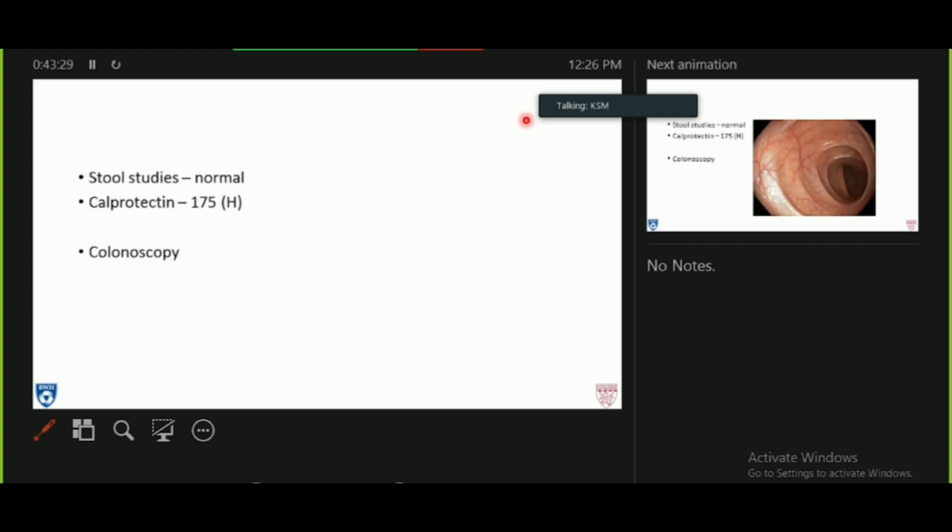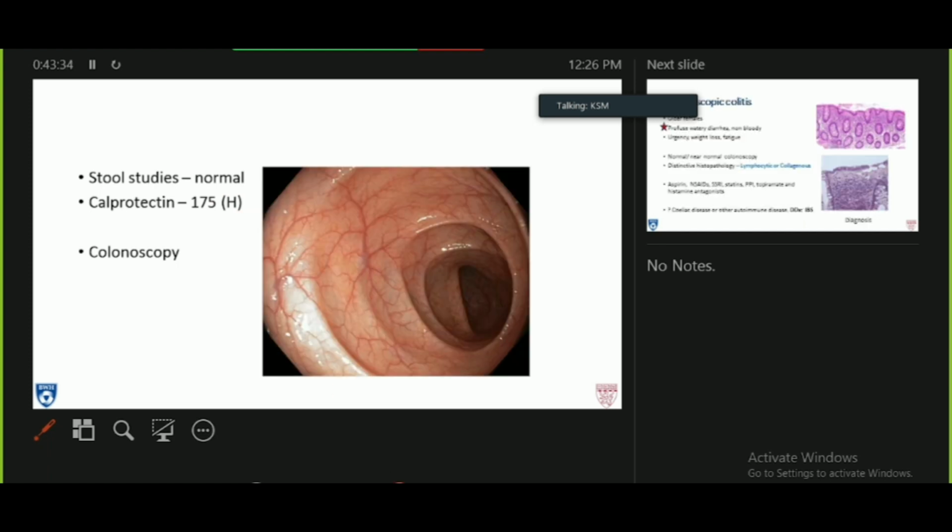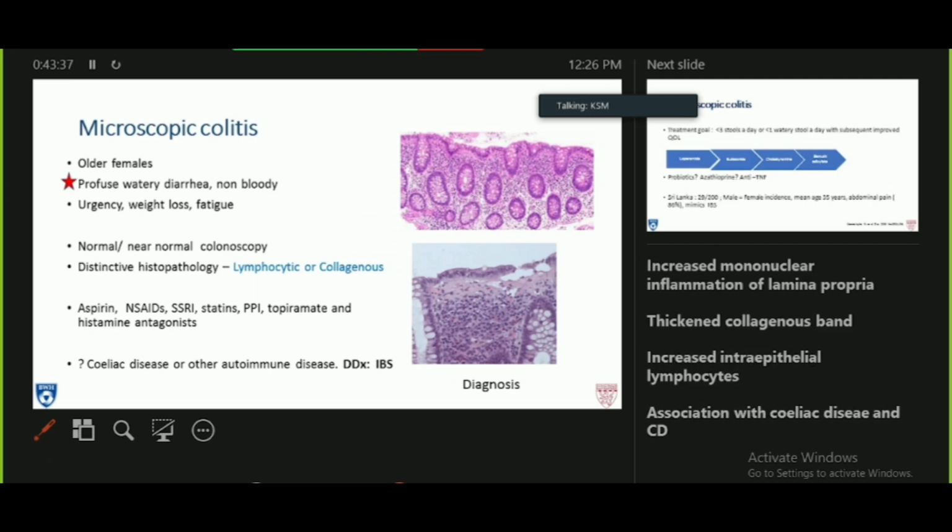So in the interest of time, we did stool studies, and she had a borderline high calprotectin. We did a colonoscopy. It looked normal. We did take biopsies, however, and what the biopsies showed was that this is microscopic colitis. This is commoner in older females with profuse watery diarrhea, which is non-bloody, and they often have urgency with weight loss and fatigue. The colonoscopy is always normal or near normal, and they can either have profuse lymphocytic infiltrate on biopsy, which is lymphocytic colitis, or this layer of collagen at the mucosa and submucosal level, which is collagenous colitis.